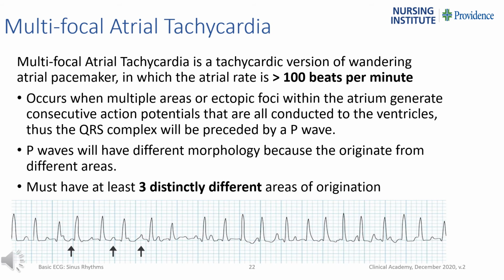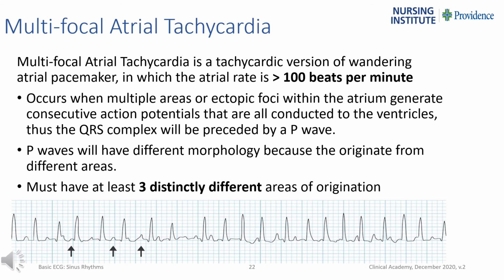And you must see at least 3 distinctly different areas of origination to qualify as multifocal atrial tachycardia. Multifocal atrial tachycardia frequently occurs in the setting of severe lung disease, and more specifically, during an exacerbation of lung disease. The rhythm is generally benign, and once the underlying lung disease is treated, it should resolve.